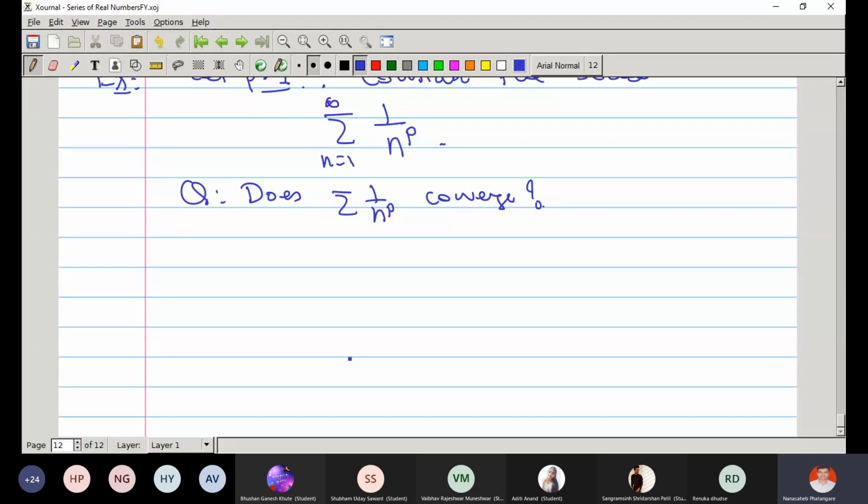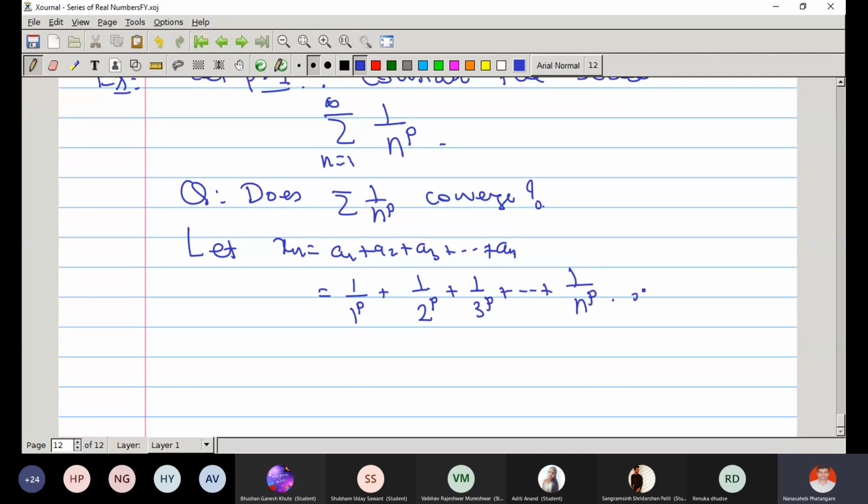Okay, so try to use the basic knowledge of convergence of series. Let x_n be equal to, construct the sequence of partial sums. So what is the first term? a1 plus a2 plus a3 up to a_n, right? But what is a1? 1 upon 1 to the power p, 1 upon 2 to the power p, plus 1 upon 3 to the power p, up to 1 upon n to the power p, right? Is it clear what I am writing? Yes, sir.